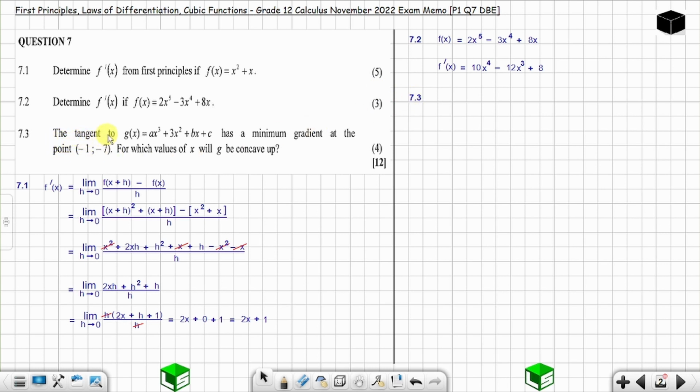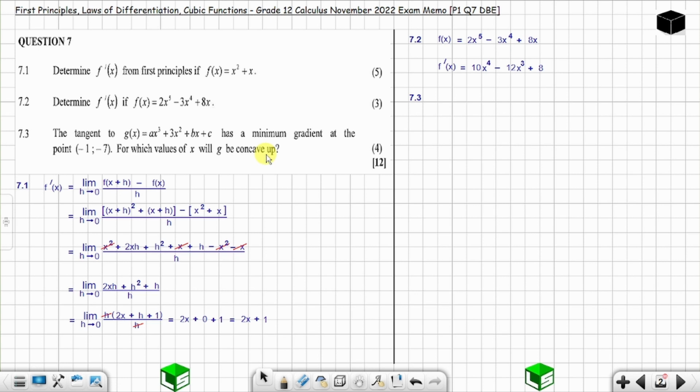The tangent to g of x, equal to ax cubed plus 3x squared plus bx plus c, has a minimum gradient at the point (-1, -7). -1 is your x coordinate and -7 is your y coordinate. For which values of x will g be concave up? For 4 marks. To determine where the graph is concave up, we need the second derivative.